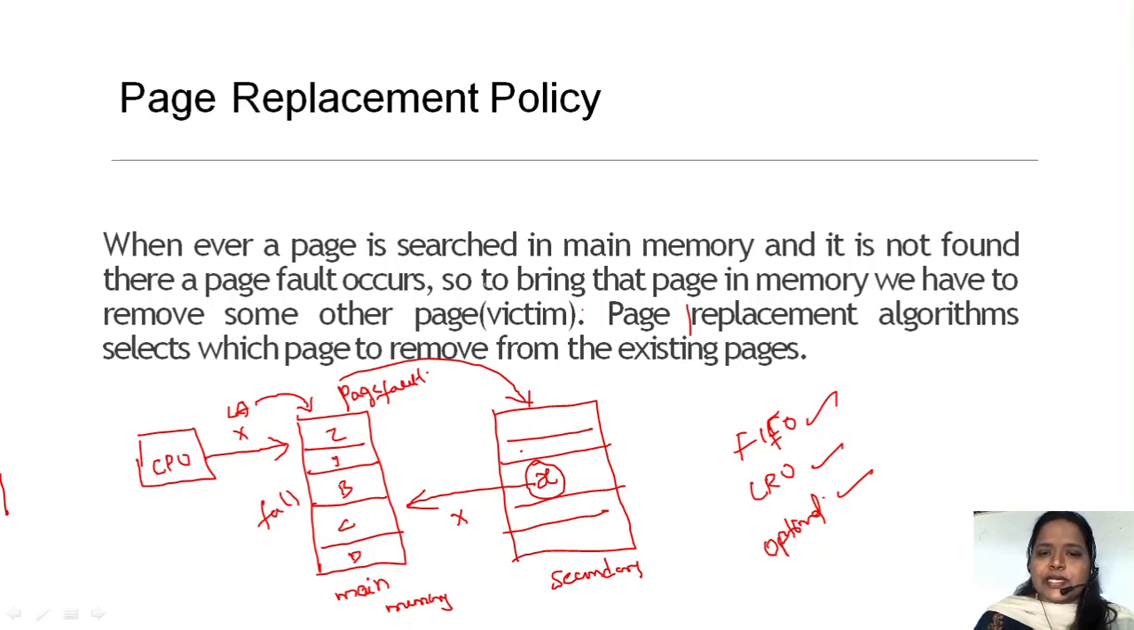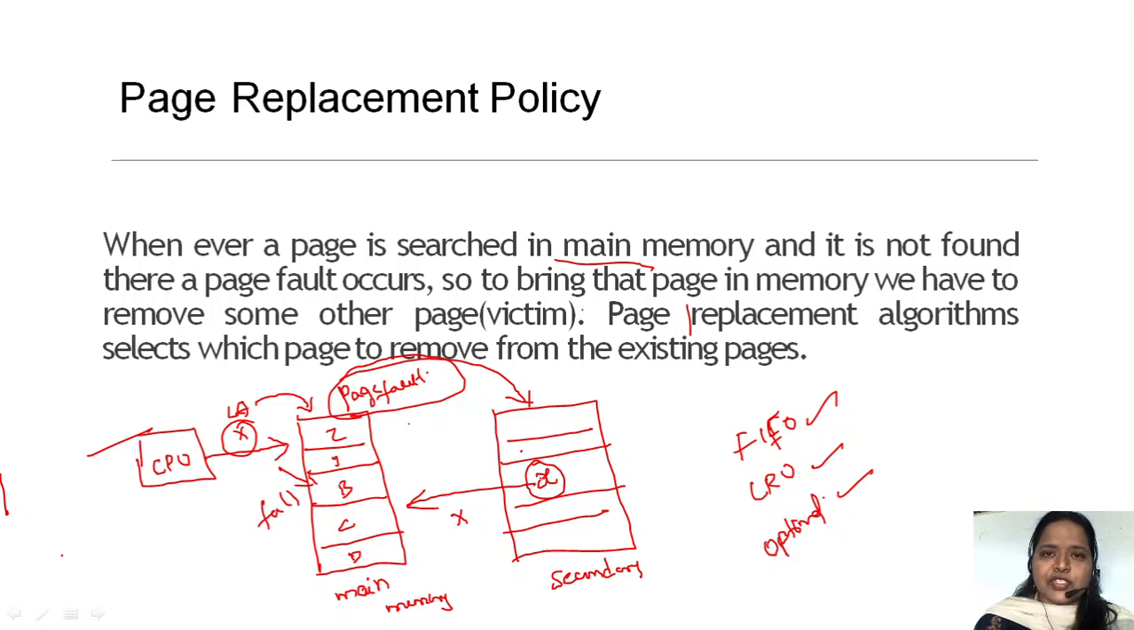Here a page is searched in the main memory. This page X is searched in the main memory and it is not found. X page was not there, so we say that it is a page fault. To bring that page into main memory, we have to remove some other page.